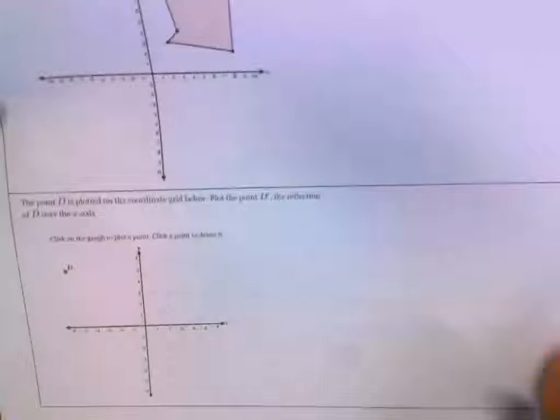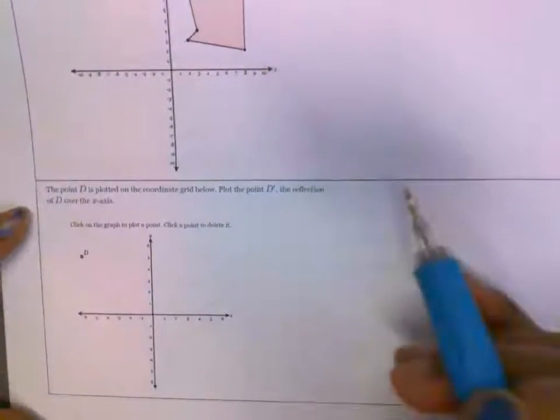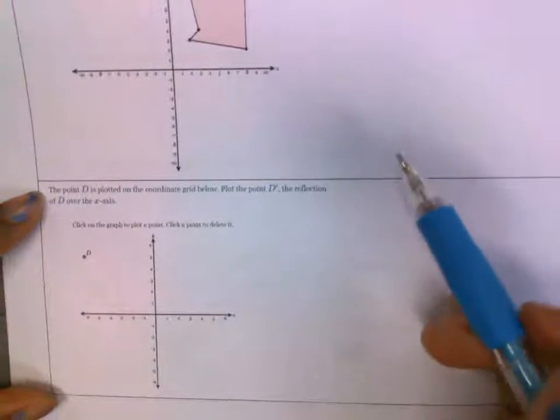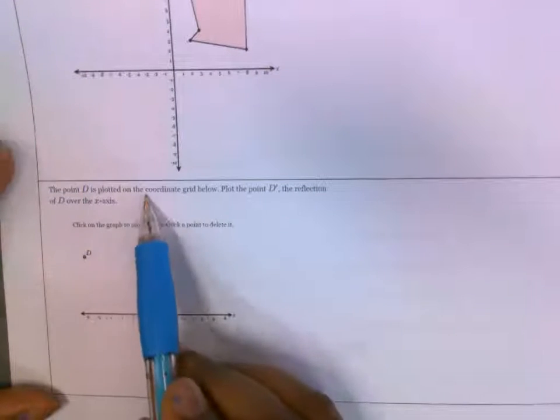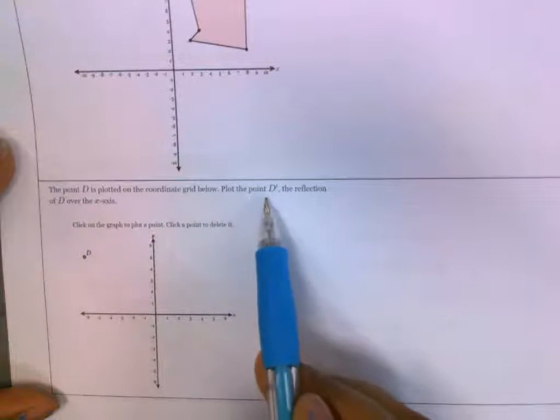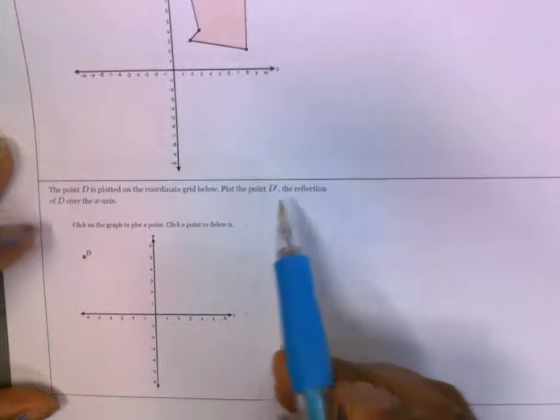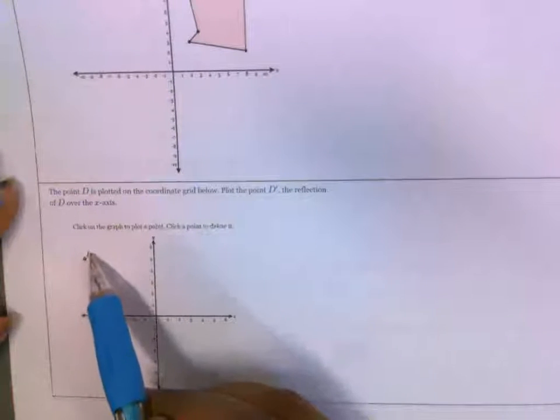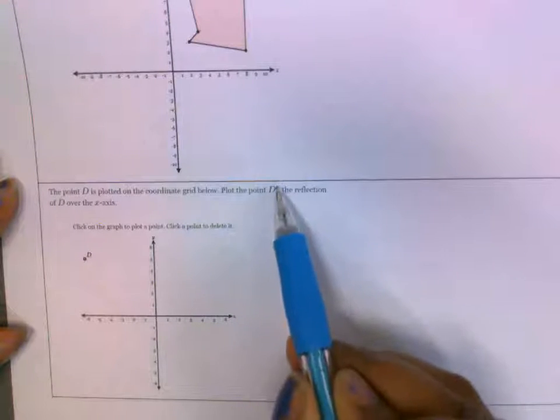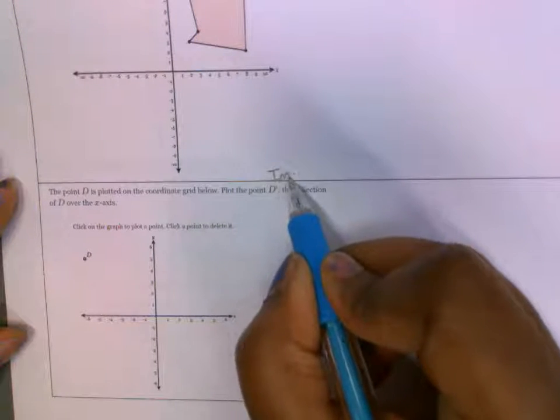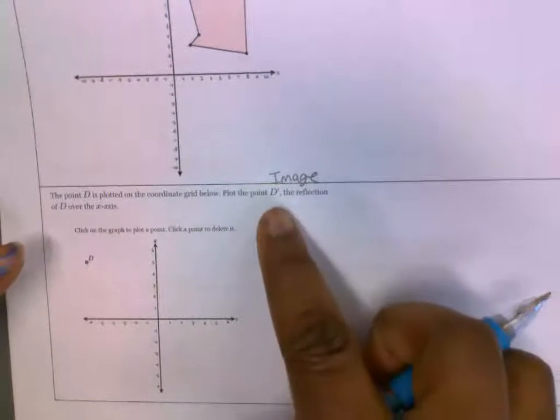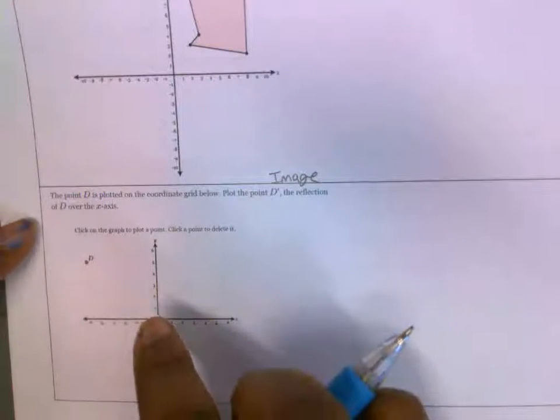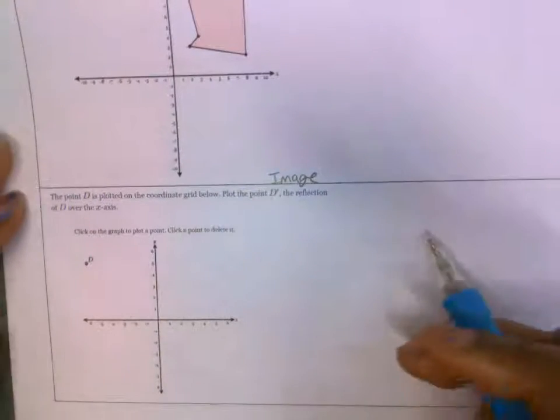Okay. All right. Now we're looking in another category. This is saying the point D, so you'll see D in this coordinate plane, is plotted on the coordinate grid below. Plot D prime. Remember, D without the tick mark is going to be the pre-image. D with the tick mark is going to be the image. That's where the object has moved to. That's how you know the difference between the pre-image and the image. The pre-image does not have a tick mark. The image has a tick mark, okay?